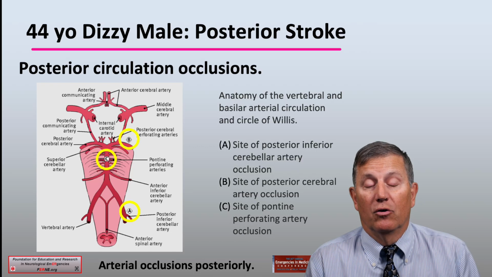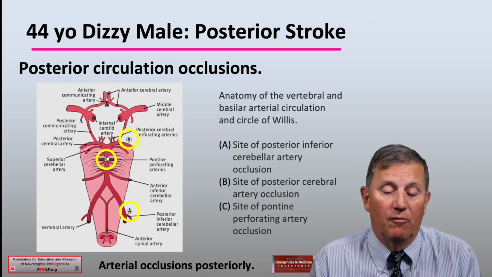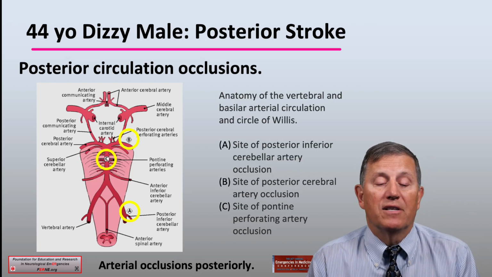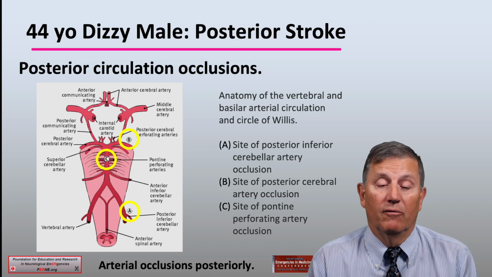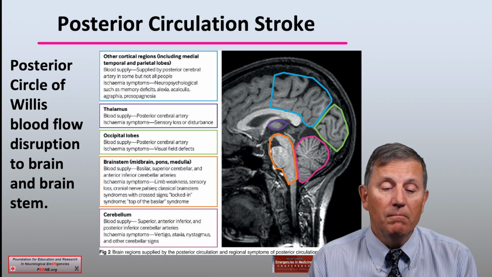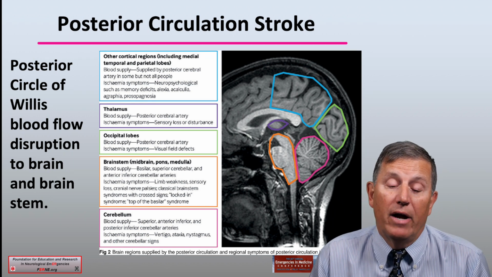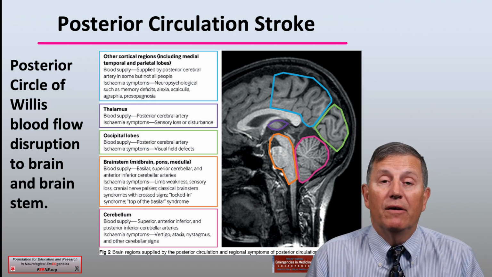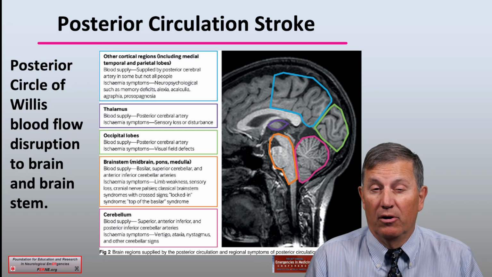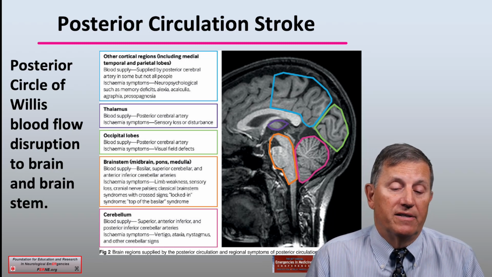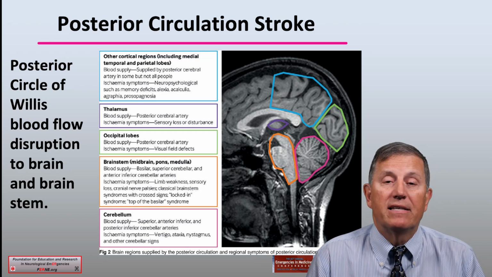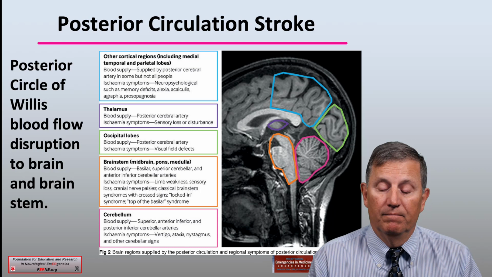Here is a graphical or pictorial representation of places where you can have disruption in the vertebral basilar system leading into the circle of Willis. And I wanted to reiterate those areas that can be involved in vertebral basilar insufficiency or stroke, including portions of the temporal parietal lobe, the thalamus, the occipital lobes, the brainstem, and the cerebellum.